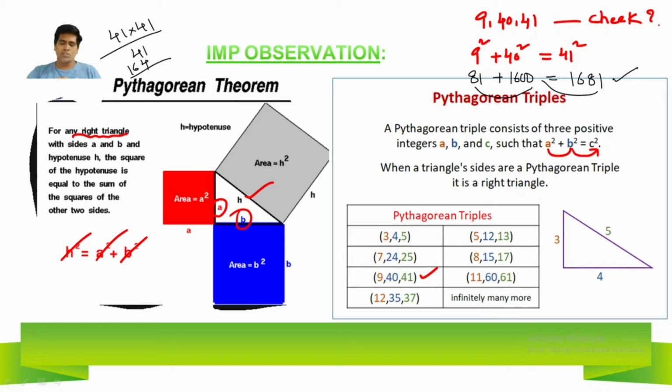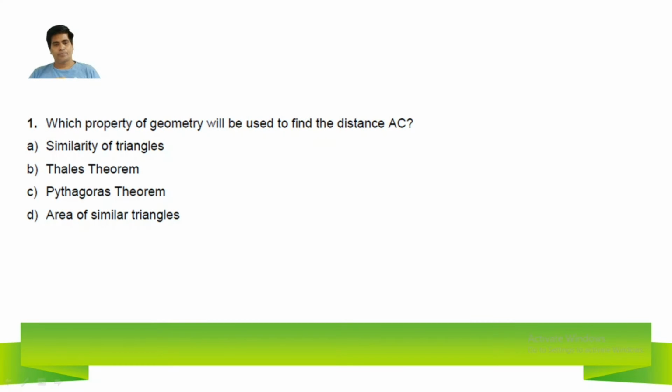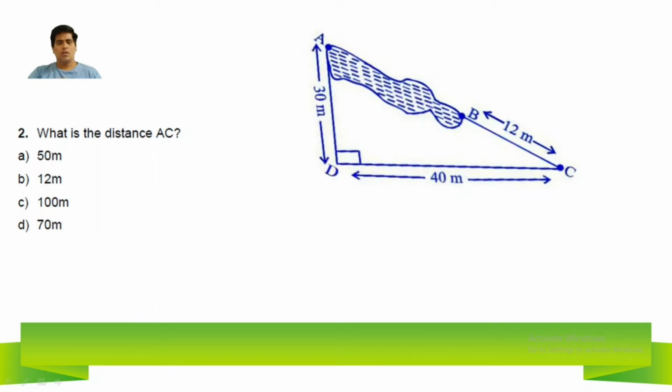Let us now see the questions. Which property of geometry will be used to find the distance AC? Clearly, Rohan is forming a right angle triangle, only one right angle triangle, so we can use the Pythagoras theorem. The only option is the Pythagoras theorem. We don't have any other choice. Question number 2.